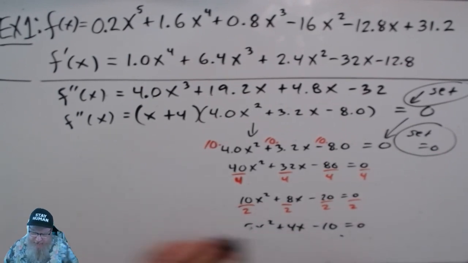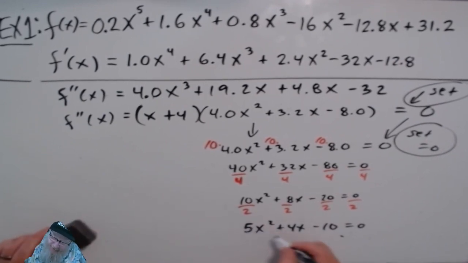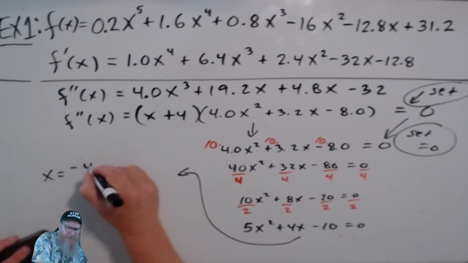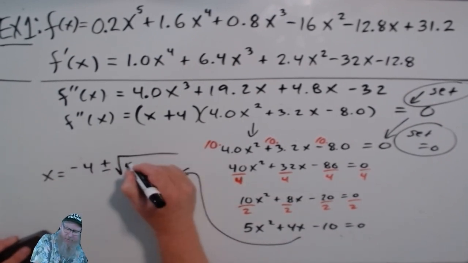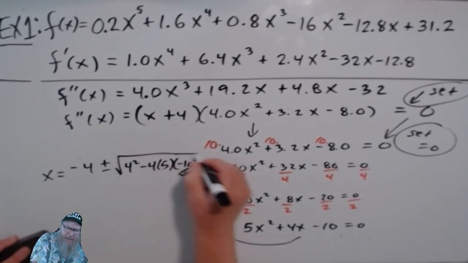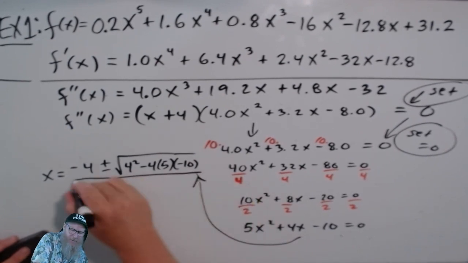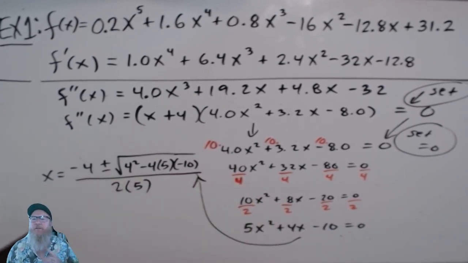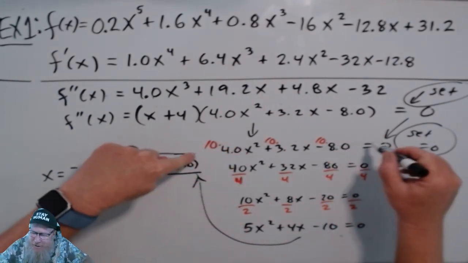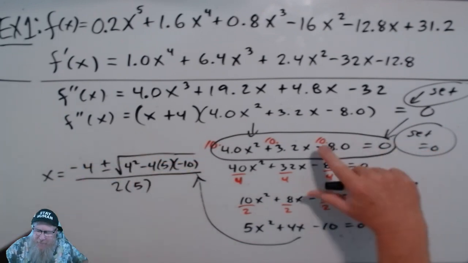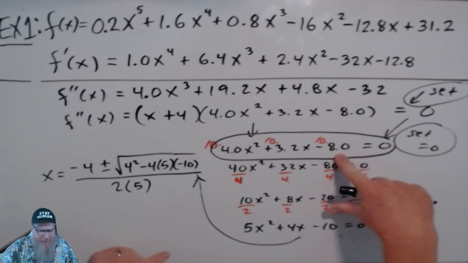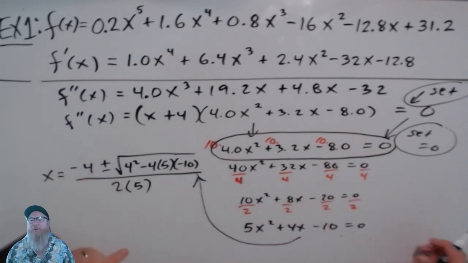So let's go ahead and the minute is up. The Jeopardy theme has expired. Let's go ahead and use the quadratic formula. So x is negative 4 plus or minus the square root of 4 squared minus 4 times 5 times negative 10, all over 2 times 5. There's your formula. Now, you know what? I spent a few minutes doing this. I could have just done it from this, right? I could have taken 4.0 and 3.2 and 8.0 and plugged them into here, and I would have got the same result.